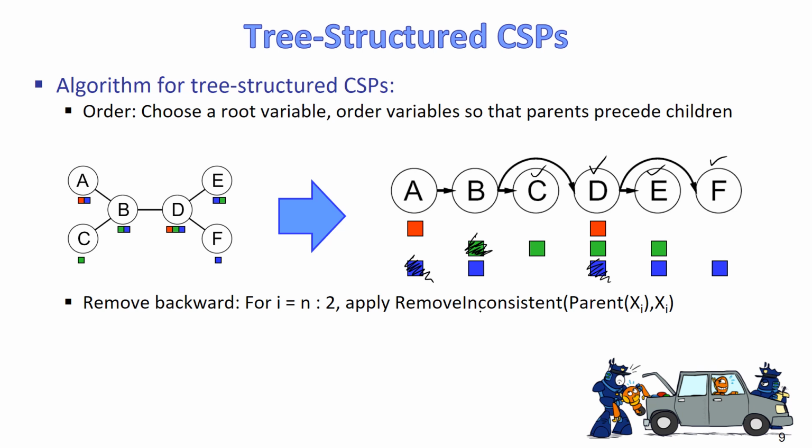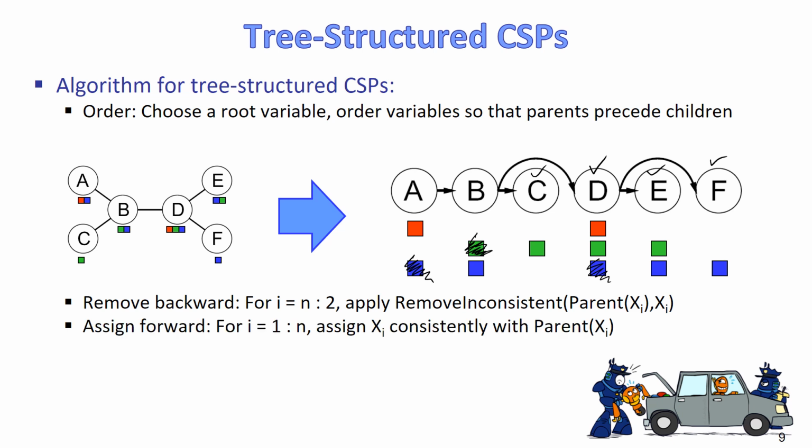So step 0 is to get this order. Step 1 is to apply our consistency backward. Backward, for each node, look at the parent and make sure that the arc from the parent to the child is consistent. Step number 2, now that we made sure that the arcs are consistent, is to go forward and assign consistent values. So let's see that on that example.